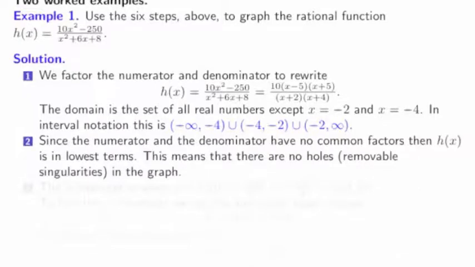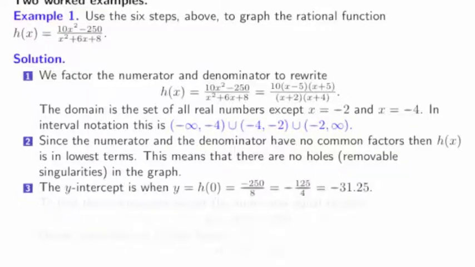So this means that there are no holes, no removable singularities in the graph. The y-intercept occurs where x is 0. Plug in x is 0, and you get that the numerator is minus 250 and the denominator is 8. Simplify that a little bit and see that the y-intercept is minus 31 1/4.